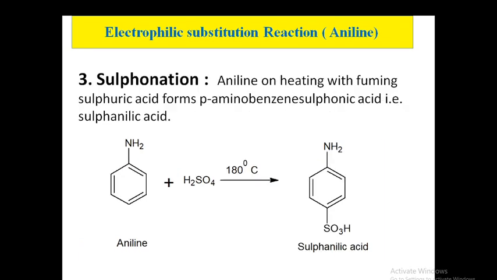Now let's go for the next reaction, that's the sulfonation reaction. So in sulfonation you have to heat the aniline with fuming sulfuric acid to form para aminobenzene sulfonic acid. It is also called sulfanilic acid. So here we have taken the aniline and reacted it with H2SO4 at a higher temperature, 180 degrees Celsius, to form sulfanilic acid.